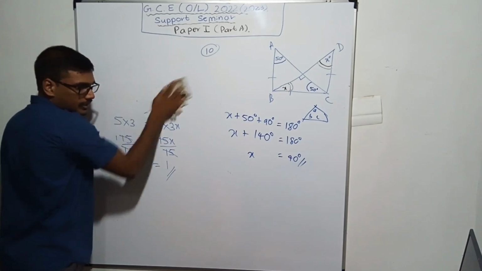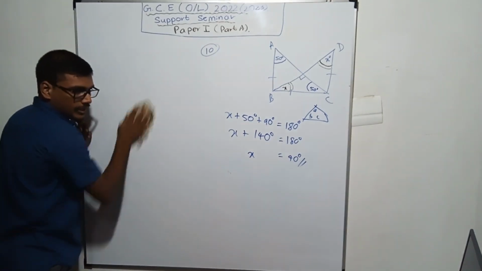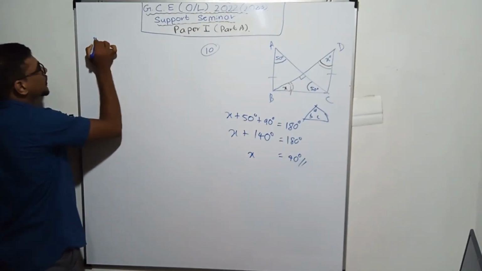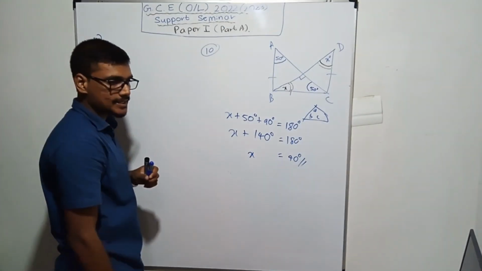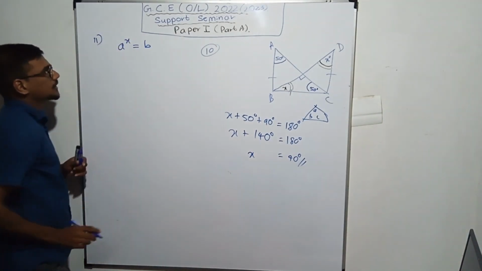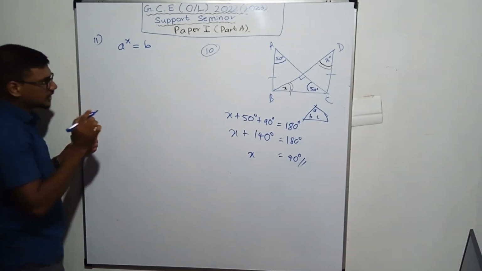Question number 11. Express in logarithmic form. The question is a to the power x equals b. So there's a very easy method. You have to just keep this in mind.